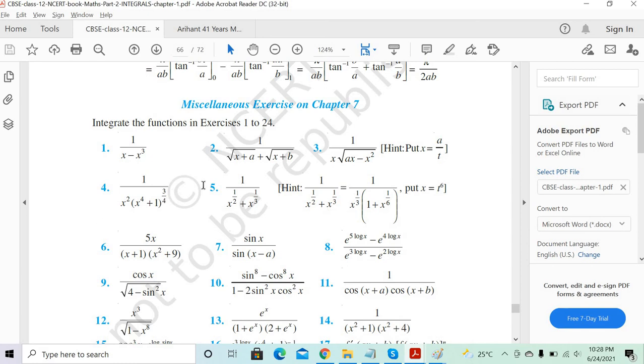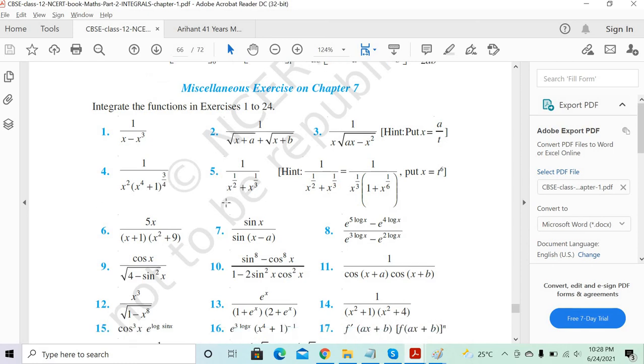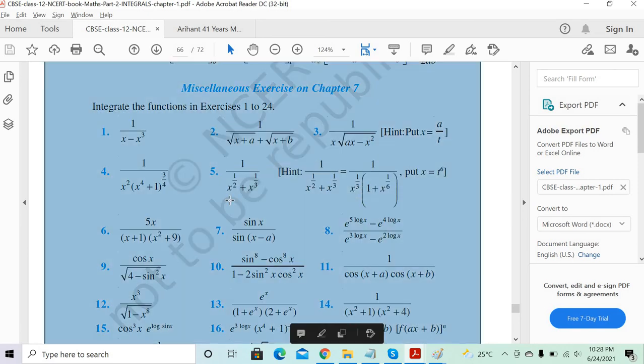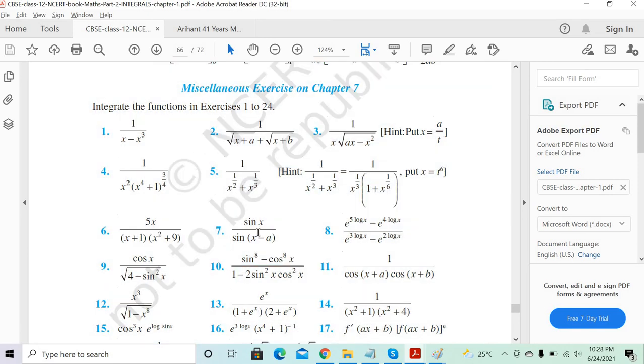Let's take this fifth, sixth. Fifth one and sixth one are all based on partial fractions. Just try as a part of homework. In case you don't get it, then we'll explain to you. Is it okay? Akshat, you got the answer? Yeah, I got it.